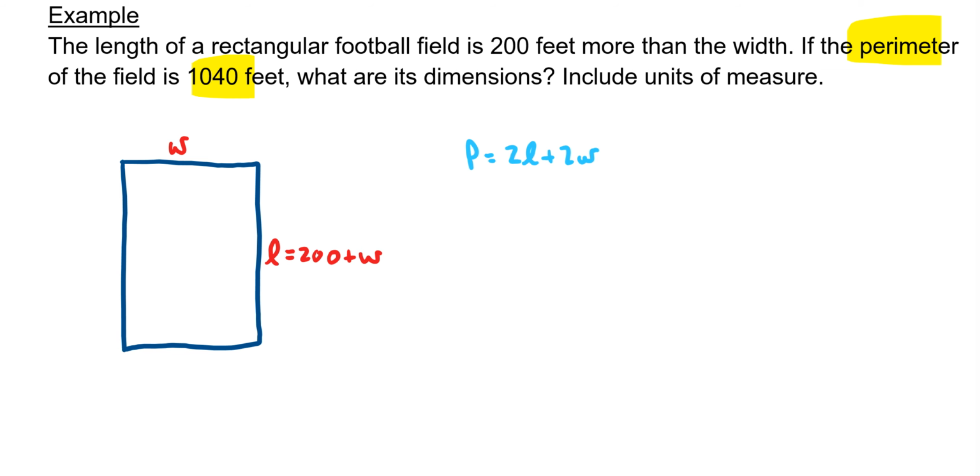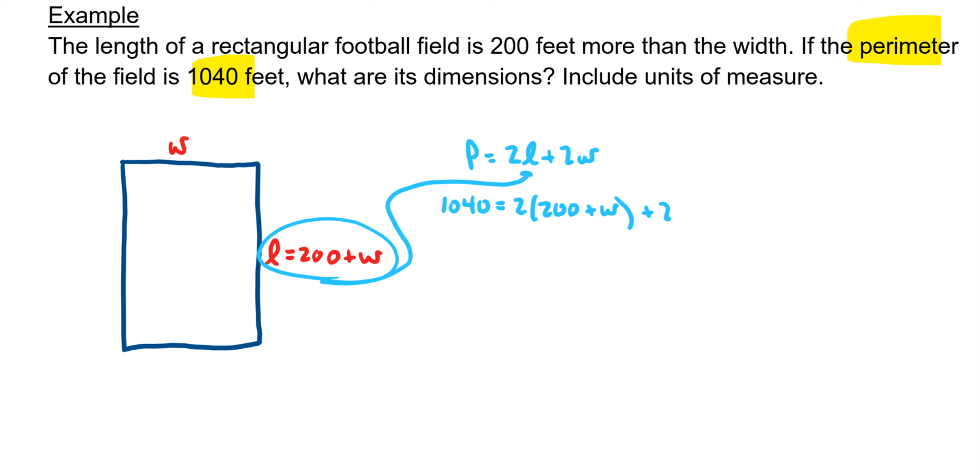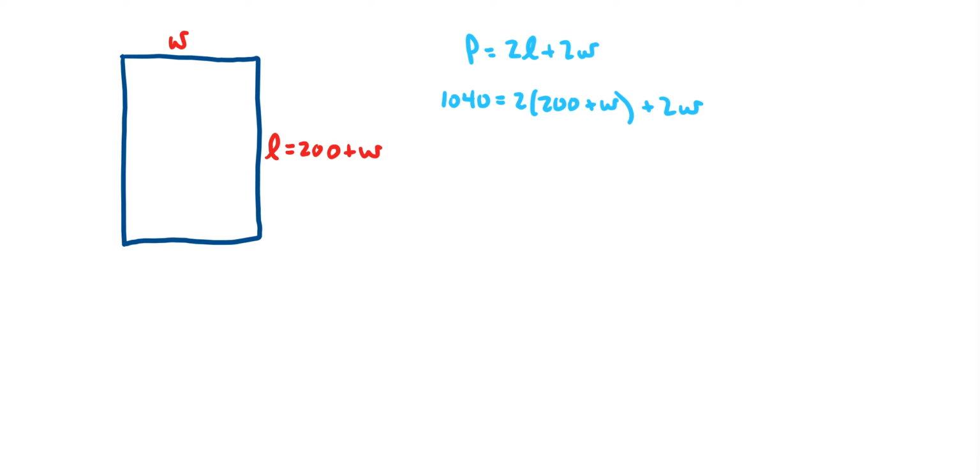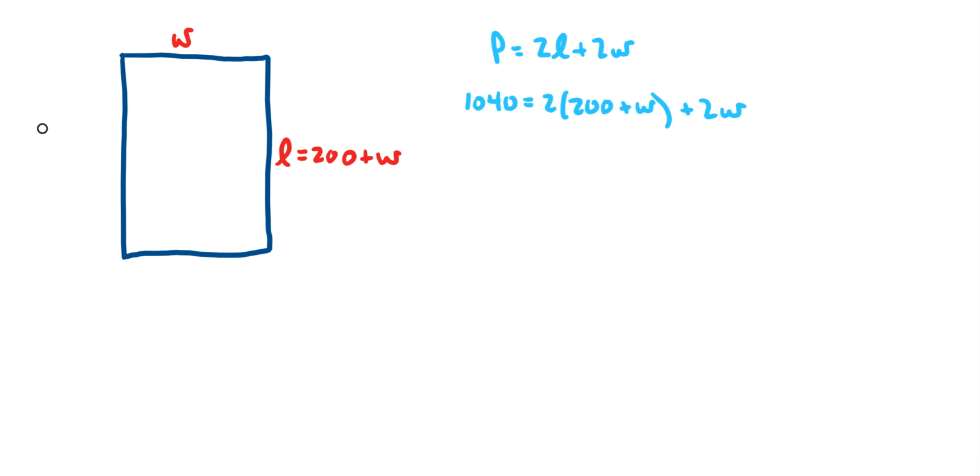And then what we can do here is we can actually plug in. We can plug in that the perimeter is 1,040. And then we can also plug in that the length is 200 plus W. So we just replaced perimeter with the number that it actually is, and then we replaced L in terms of W. The reason why that's important is now we just created a linear equation, and this allows us to solve this for W. We have one equation, one variable.